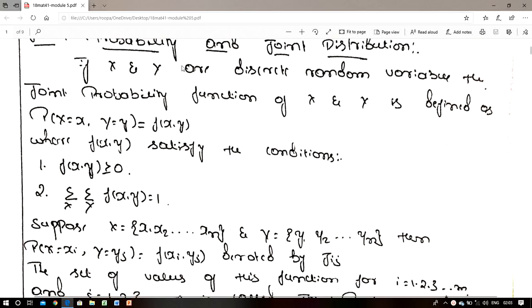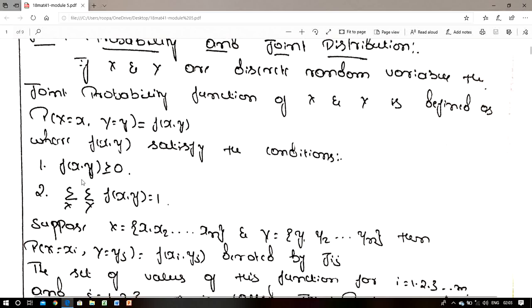Here, a discrete random variable means the random variables are isolated values. For example, if we toss a coin twice, we can't accept anything other than two results, either head or tail. This type of variable we call a discrete random variable. Such a discrete random variable is said to have a joint probability function.